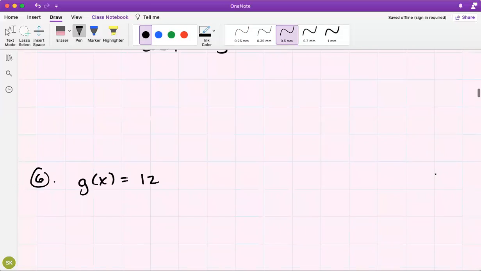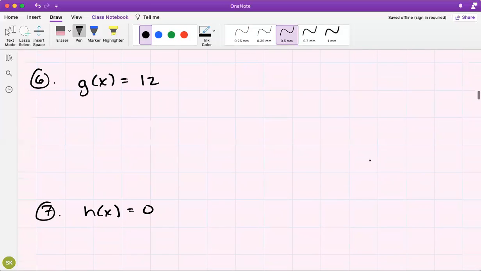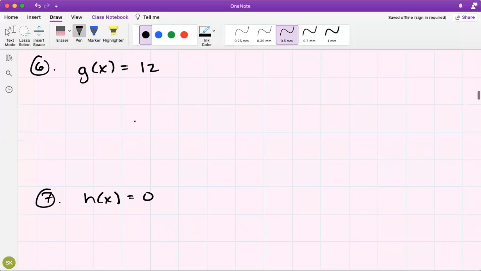Let's look at both of these. We have g of x is 12 and h of x is 0. Both of these are polynomial functions. So this is a polynomial function, and so is this one.